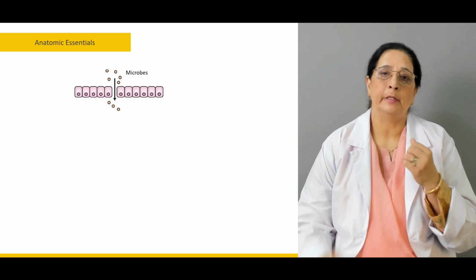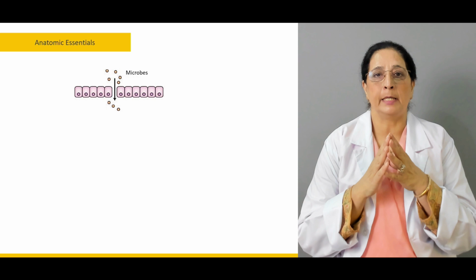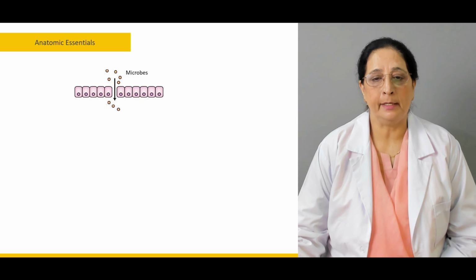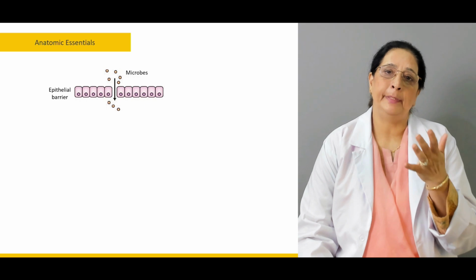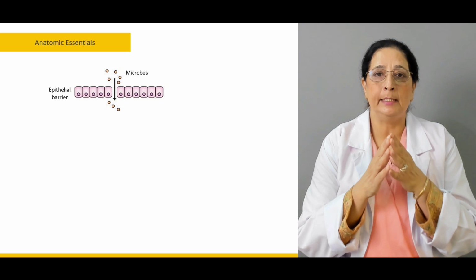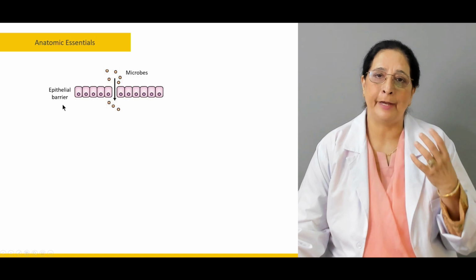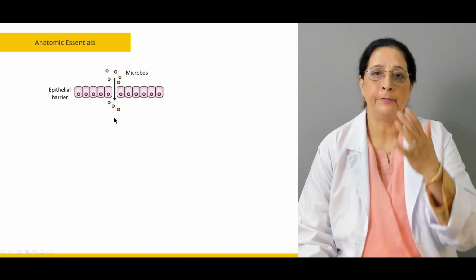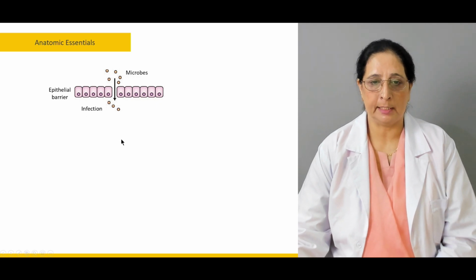The microbes, or the causative agents responsible for causing infection or sepsis, need to break down the barrier created by the epithelium or epithelial lining. So after the microbes attack the epithelial barrier, you can see these are the microbes, and they break that epithelial barrier and then they enter inside. And then the infection reaches inside.